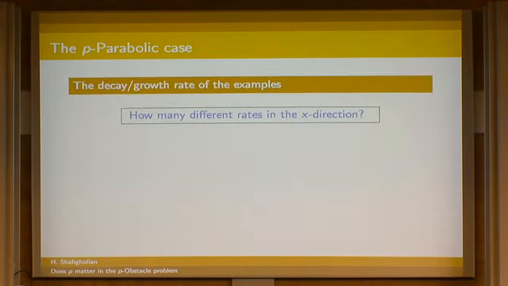Okay. So how many different rates in the x direction do we get in these examples? There are 3 rates. This rate, this one, and this one. And this one is the fastest, of course. And the question is whether we have others.